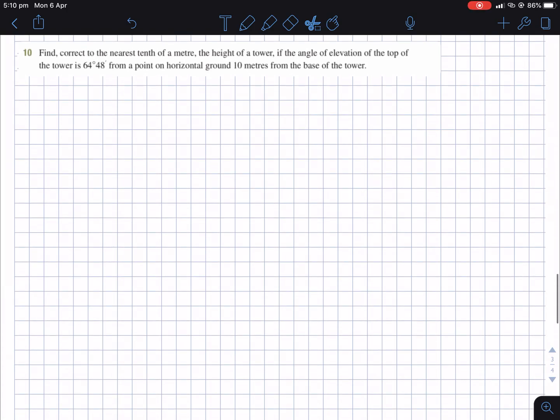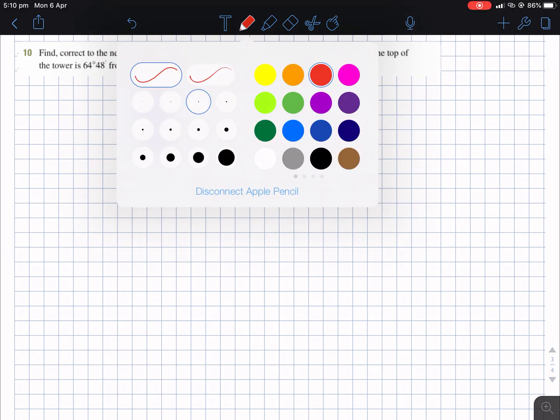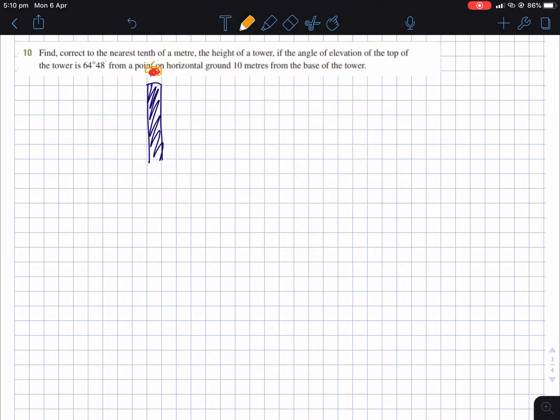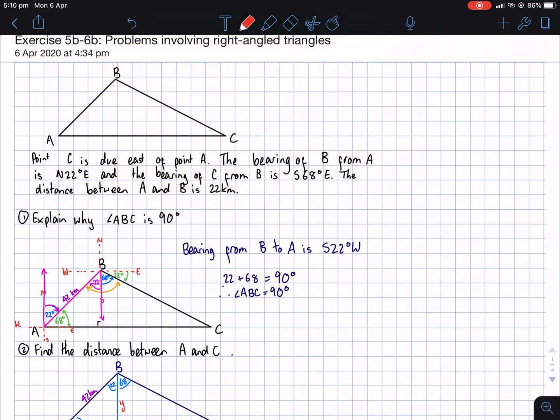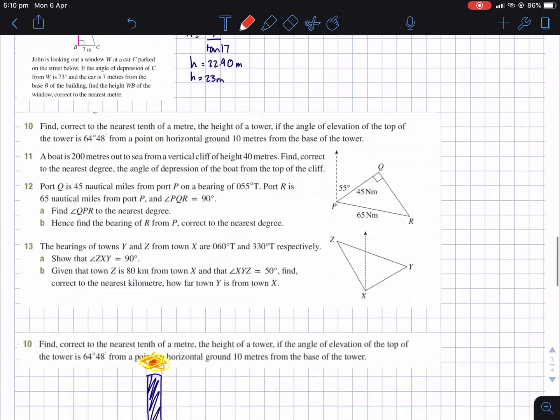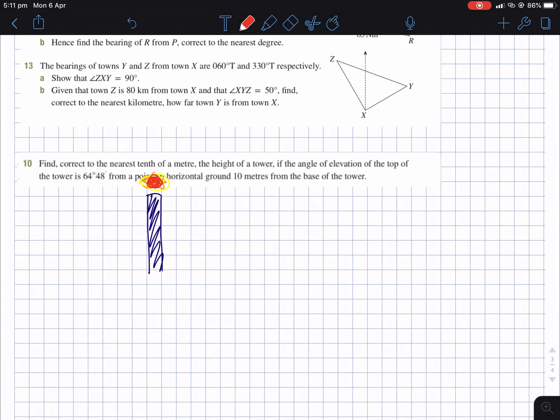Question 10. The hardest bit about question 10 is drawing our diagram. We've got a tower, yeah? I think I might make it the Eye of Sauron at the top. Yeah, I've been stuck inside on my own for a while now. Okay, it's the Eye of Sauron.